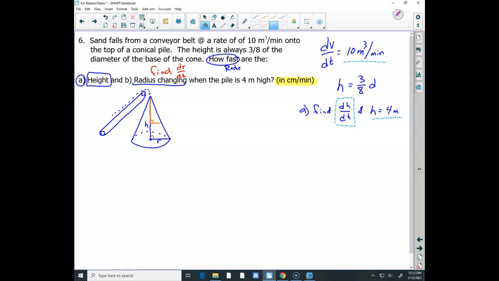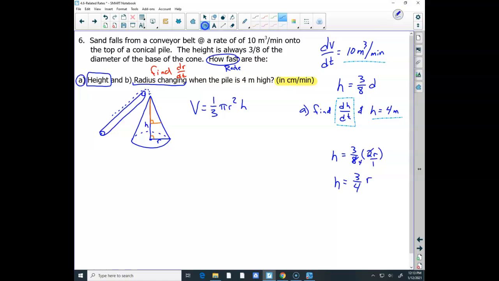Okay, so bottom line, I know the volume of my cone is 1/3 pi r squared h. Now, I also know that h equals 3/8 of the diameter. Well, that's great. I need to know the radius. I do know the diameter is technically 2 radii, so I know my height actually equals 3/4 of the radius.